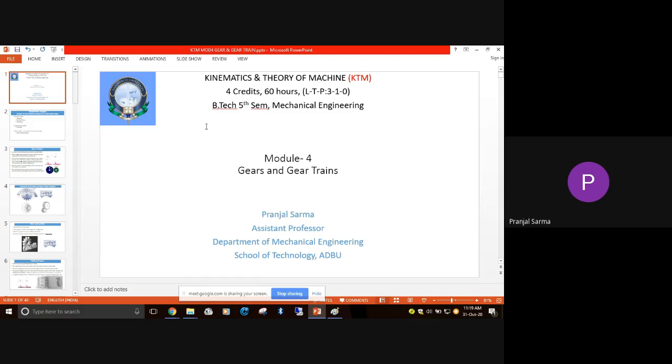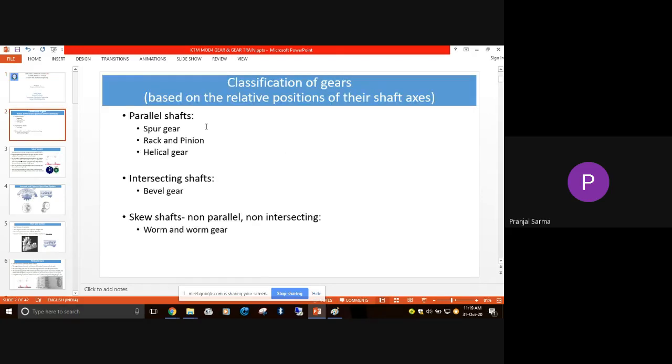Those things also we have discussed. And today initially we are going to discuss the classification of gears. One type of classification was already done in the last class, that is based on the velocity of the drive. And today we are going to discuss the classification of gears based on the relative position of the gear shaft axis. How the shaft axis dictates and all those things we have already discussed.